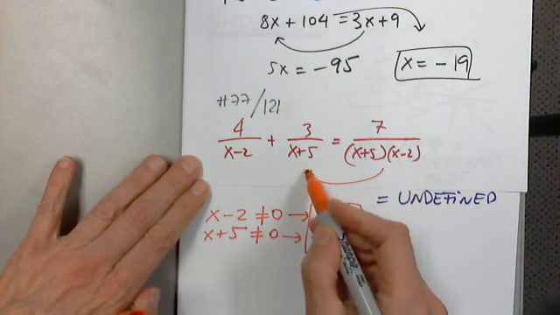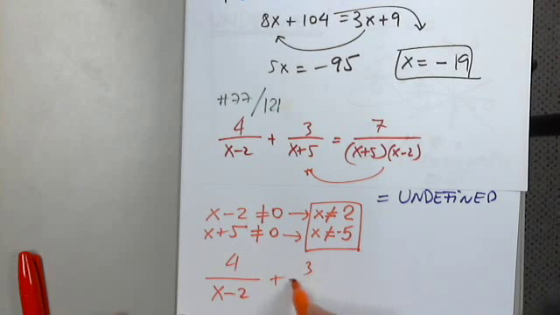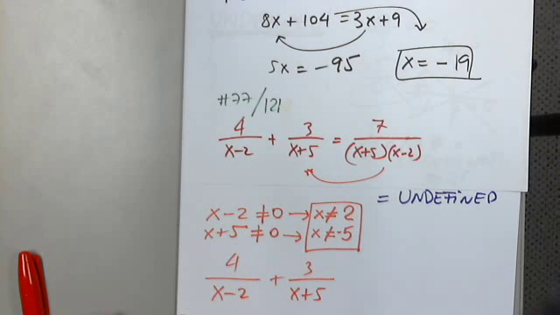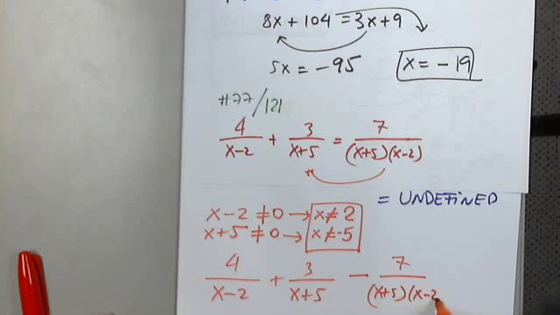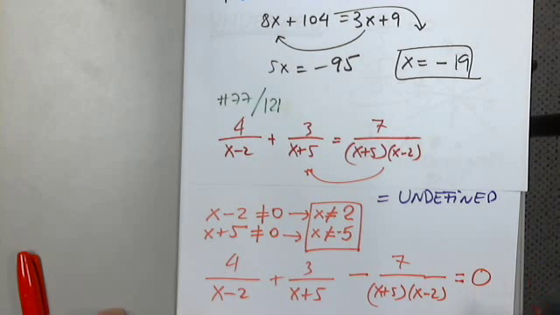I recommend moving this term to the other side. So 4 divided by x minus 2 plus 3 divided by x plus 5. What will I write next? Minus. Perfect. Yes. When I move a term from one side to the other, all I have to do is change its sign. But now this is crucial. If I forget this, I'm changing the equation into an expression and I will never solve. Exactly.